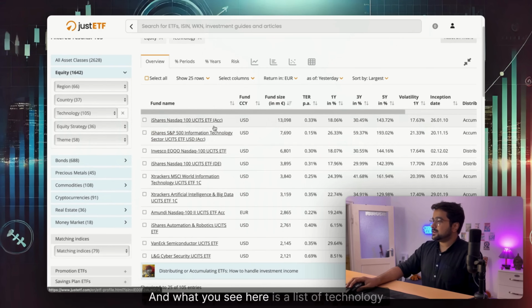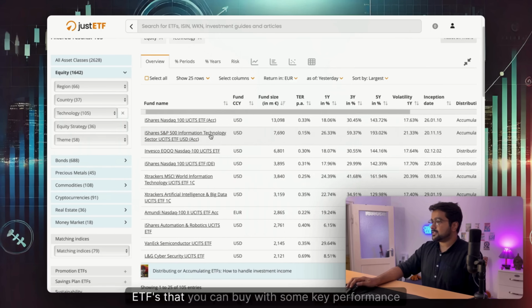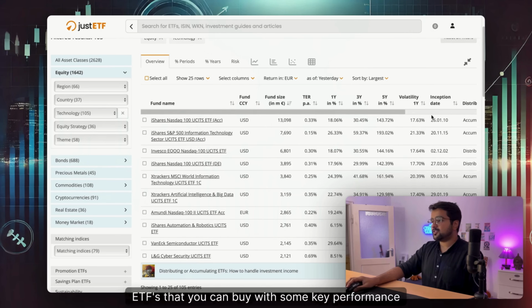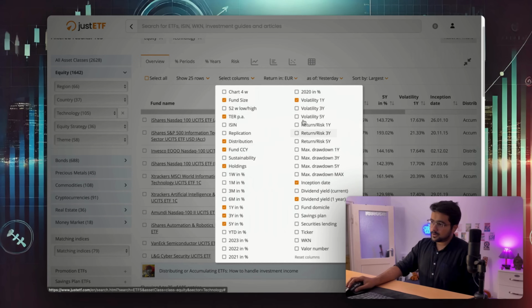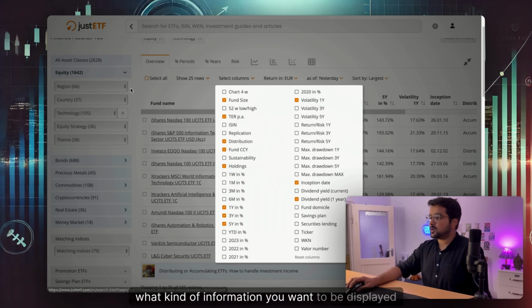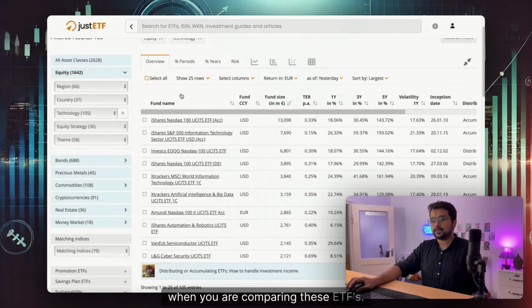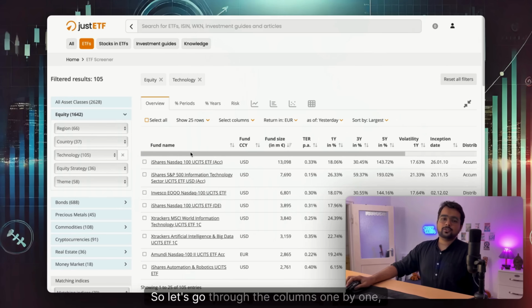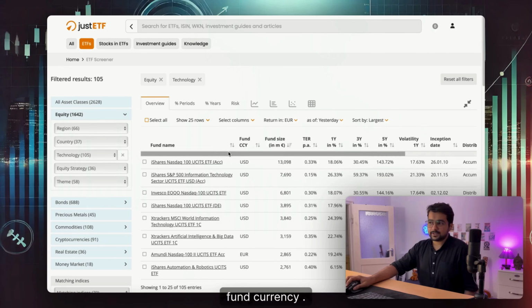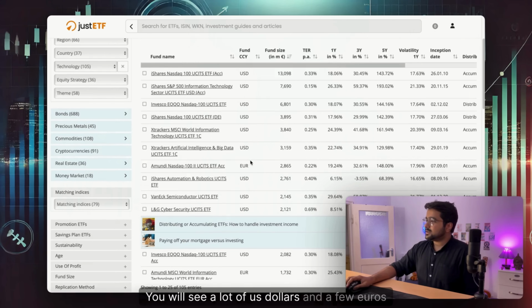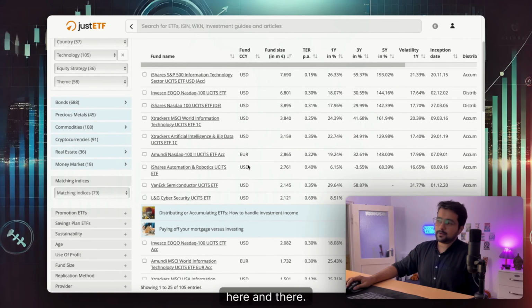And what you see here is a list of technology ETFs that you can buy with some key performance indicators here. You can go to select columns and filter what kind of information you want to be displayed when you are comparing these ETFs. So let's go through the columns one by one and see what they mean. The first column you see here is called fund currency. You will see a lot of US dollars and a few euros here and there.